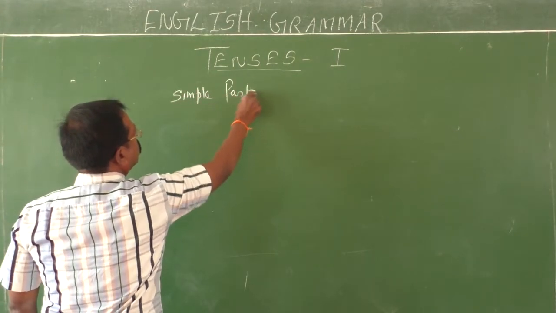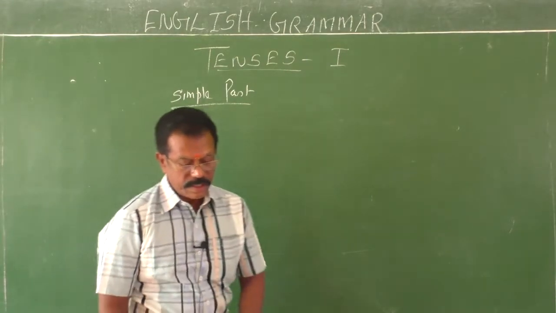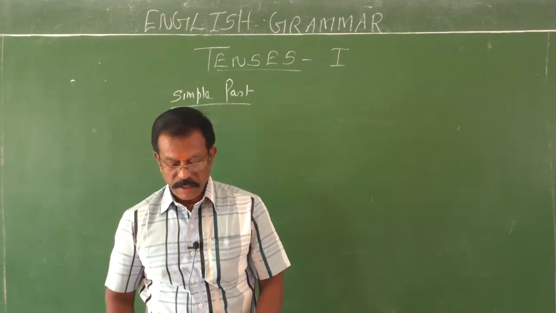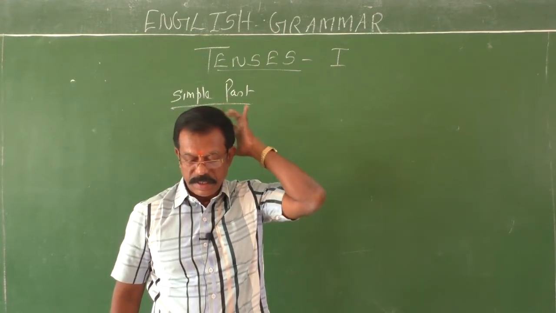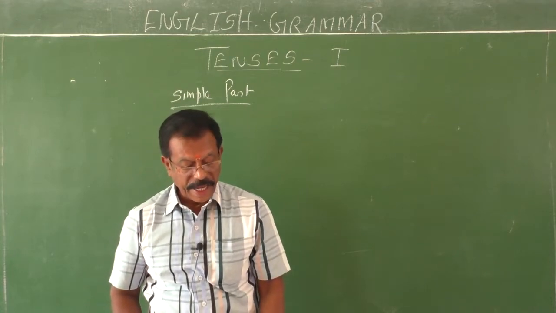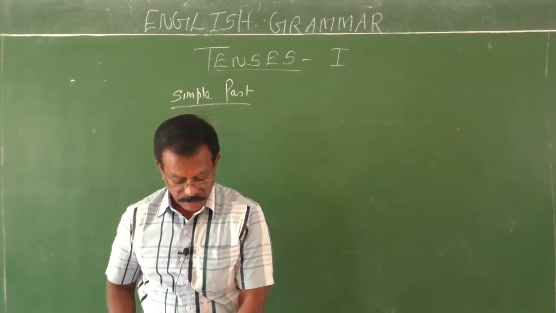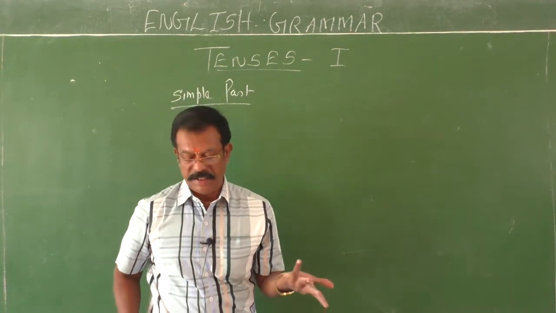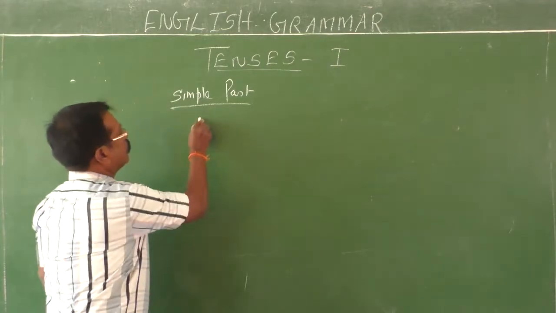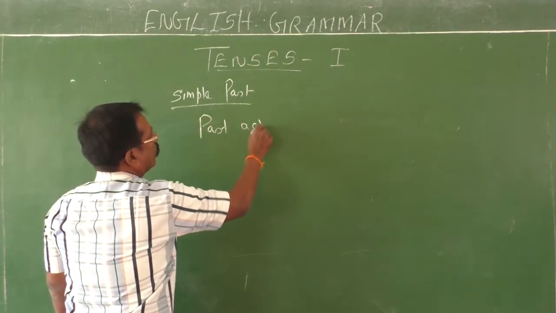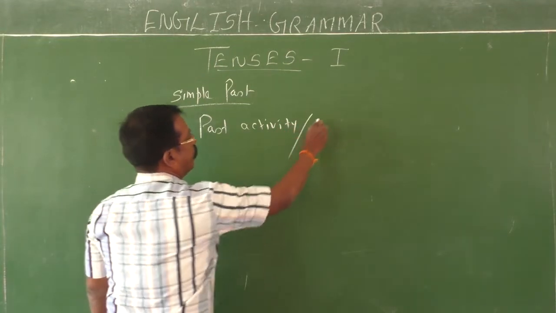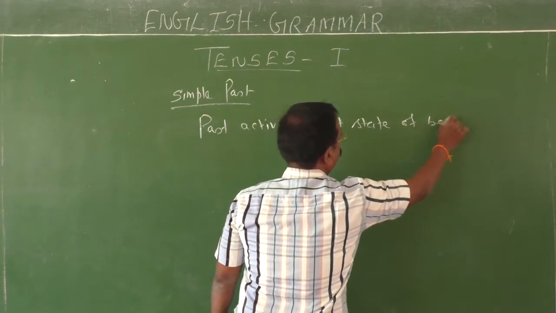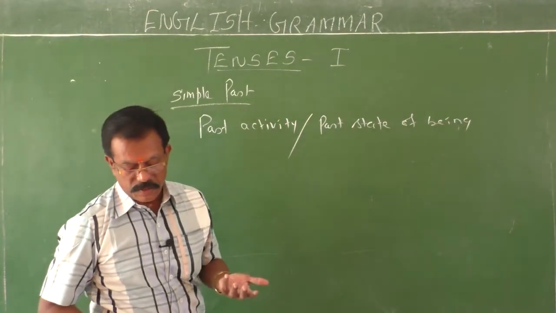Simple past. We use this simple past tense to express the habits we had in the past time. The past tense is used for past activity or past state of being. To refer to these two things, we can use this simple past tense.